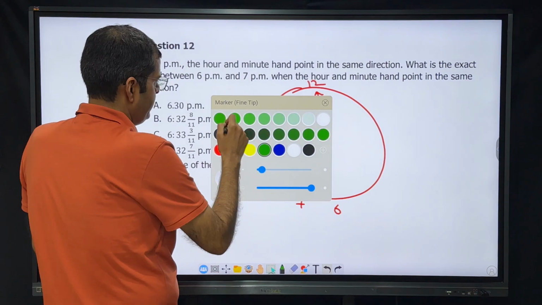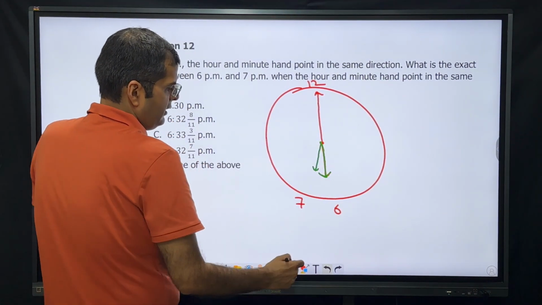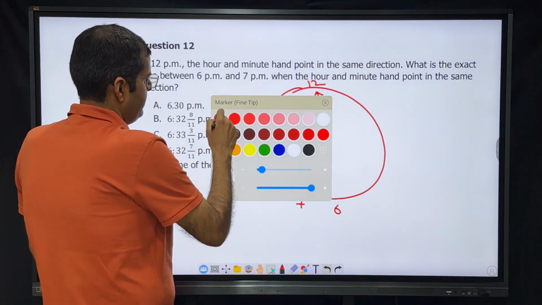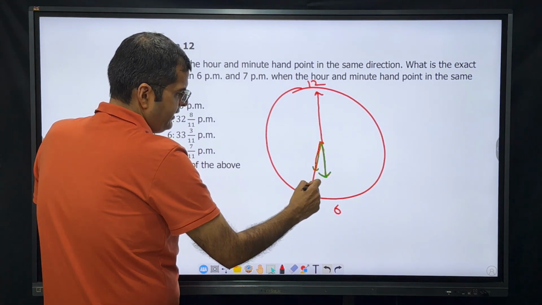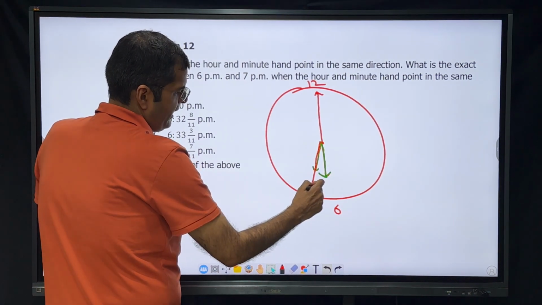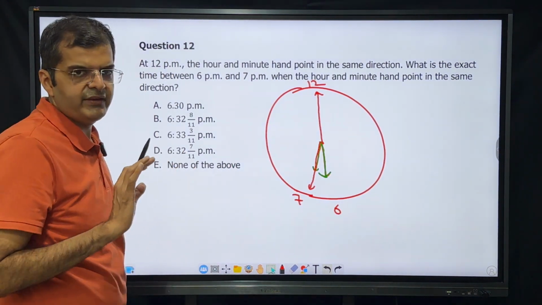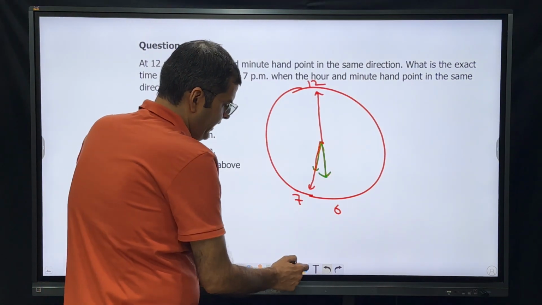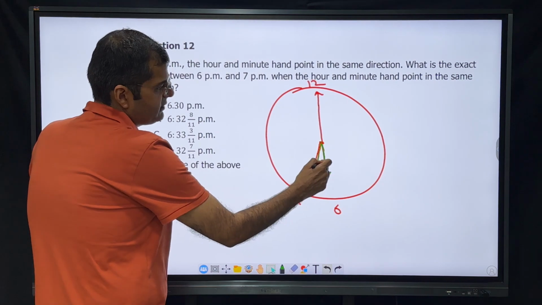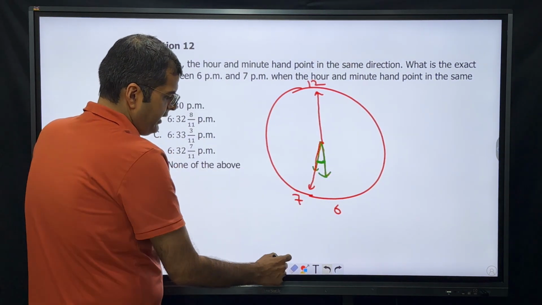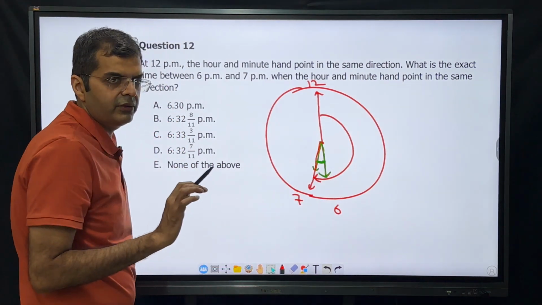Let me draw the hour hand in green in both the scenarios. So green is the hour hand and red is the minute hand. And between 6 and 7, the red and the green overlap. This is between 6 and 7. We have to find that time between 6 and 7 when it happens. So if you look, first the hour hand has moved this many degrees, and the minute hand has moved this many degrees to reach here.